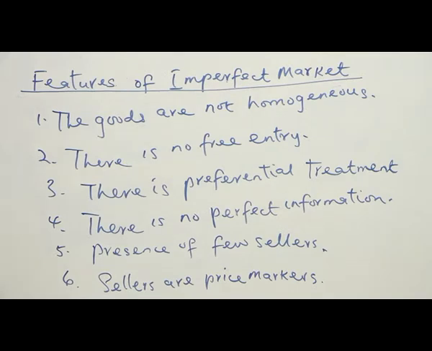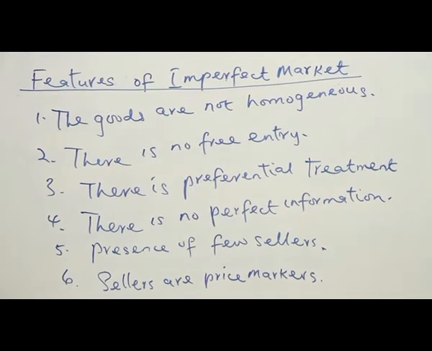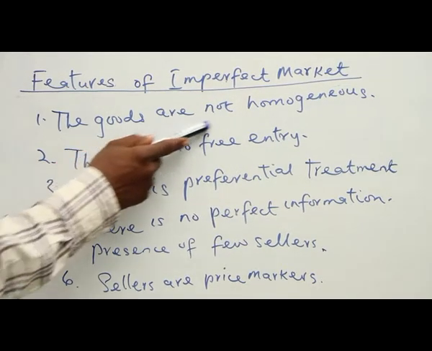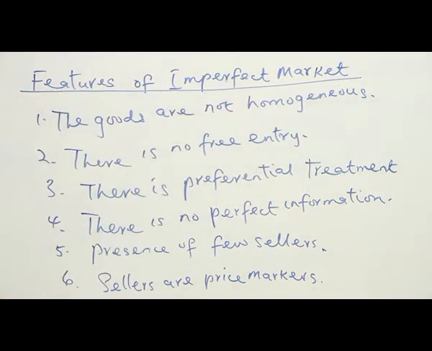Now, let us examine the features of imperfect market. That is, what are the necessary conditions that the market must meet before we can say it is an imperfect market. But we have said earlier on that among all the types of imperfect market that we have, only oligopoly is what we can see being true, while others are not. But let's look at the features. The first one, the goods are not homogeneous. That is, for a market to be an imperfect market, the goods are not the same.